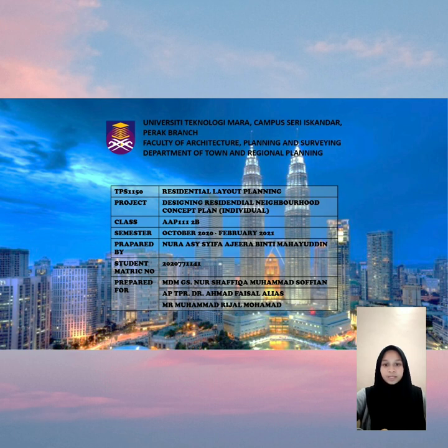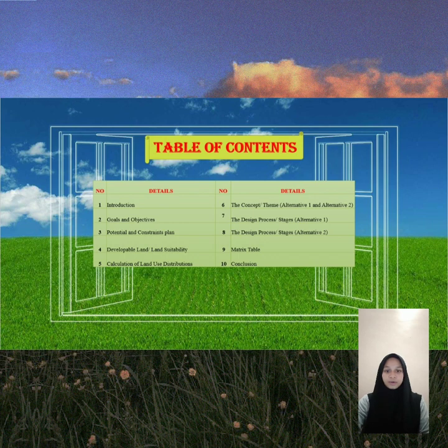Okay, now I'm going to start the presentation about designing a residential neighborhood concept plan, individual. This is the table of contents. There are the introduction, goals and objective, potential and constraints plan, developable land or land suitability, calculation of land use distributions, the concept or themes for alternative 1 and 2, the design process or stage for alternative 1, the design process or stage for alternative 2, metric table, and conclusion.